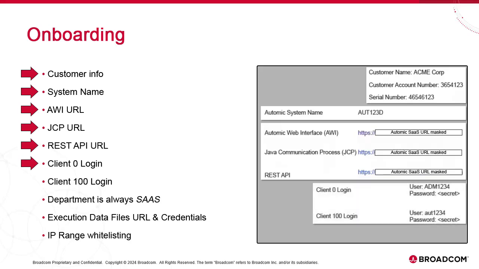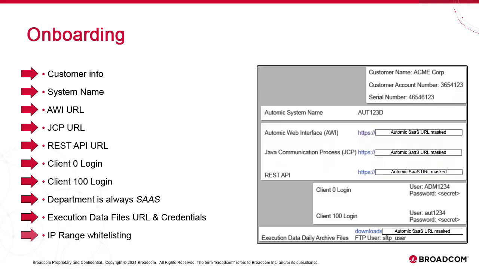You're given credentials to Client 0 in SaaS. The range of possible actions has been pared back. You should also have Client 100 AWI credentials. Finally, you're given an FTP URL with matching credentials. You will use this to download the execution data daily archive. Here, you find comprehensive execution data structured by day.